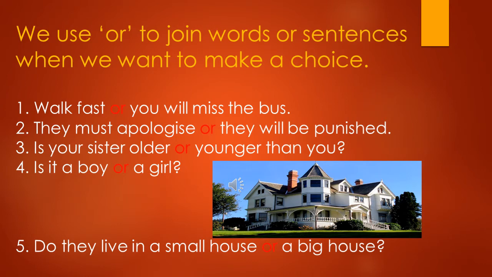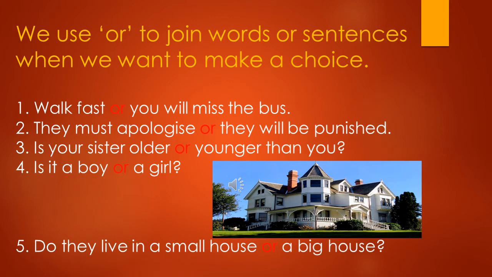Okay, so now we get to know that we use or to join words or sentences when we want to make a choice. Example number 1, walk fast or you will miss the bus. So if you don't want to miss the bus, you have no choice but you have to walk fast. Sentence number 2, they must apologize or they will be punished. So if we want to be saved from the punishment, you have to apologize. So you have to choose one of them.